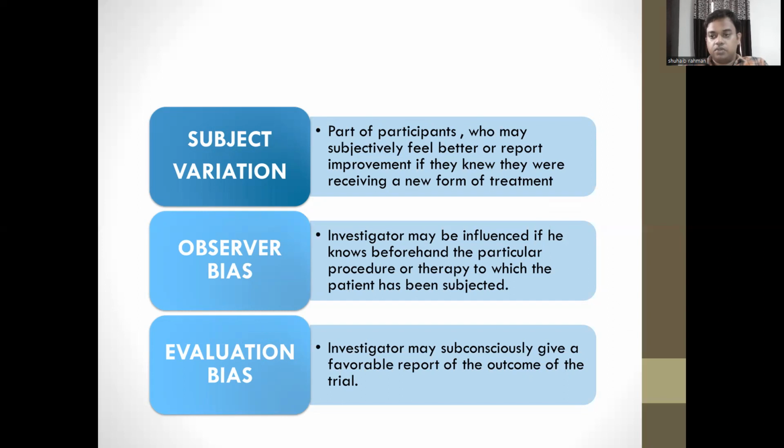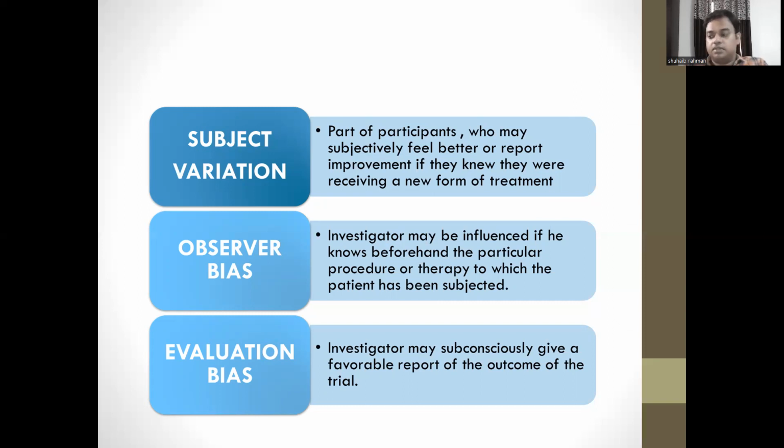Similarly, if the observer also knows that this person is getting a good drug, a positive drug, the observer also unintentionally puts some positive result to that particular subject. Then evaluation bias. An investigator may subconsciously give a favorable report of the outcome of the trial. The statistician who is doing the analysis can also subconsciously affect that particular result. We may give it a positive or a negative result. So this is what is called bias or variations which can happen in trials.